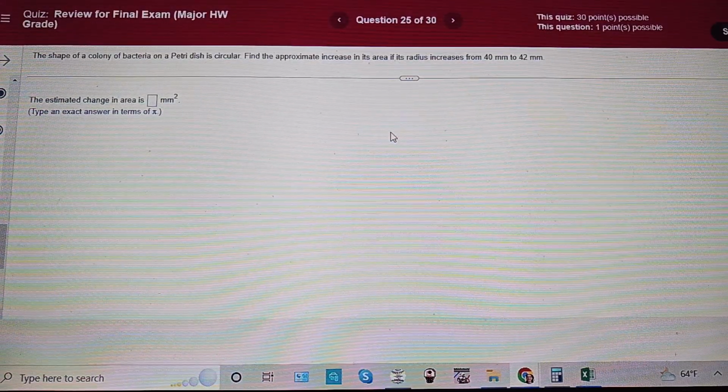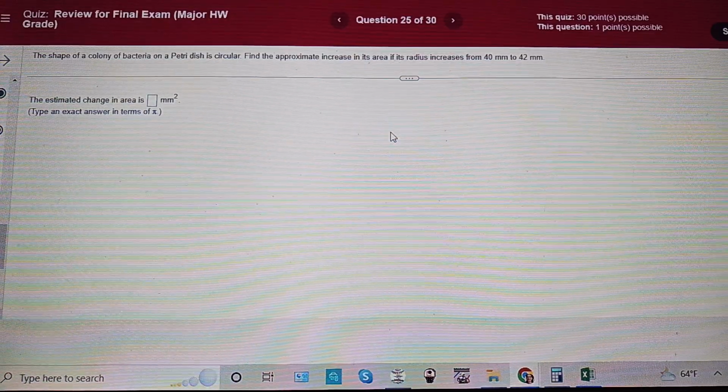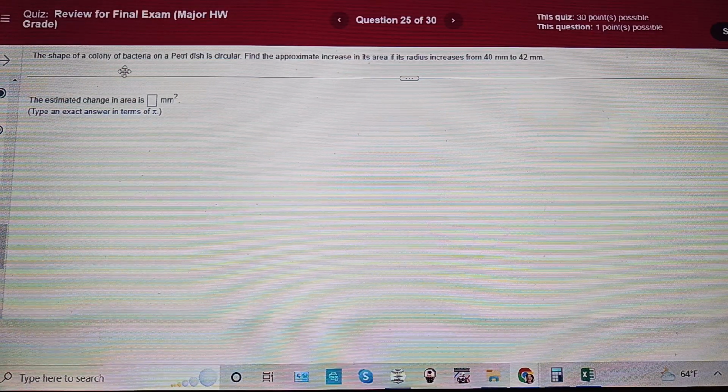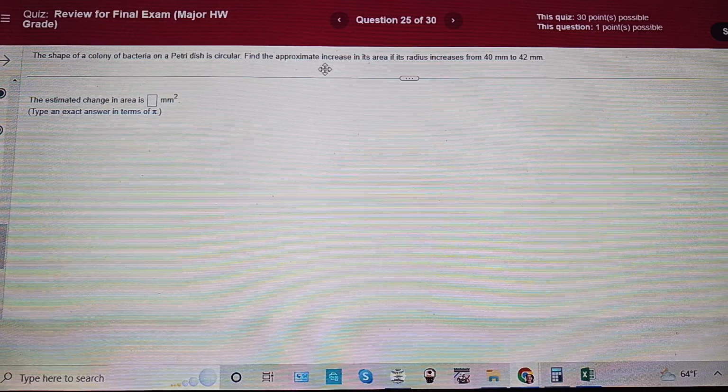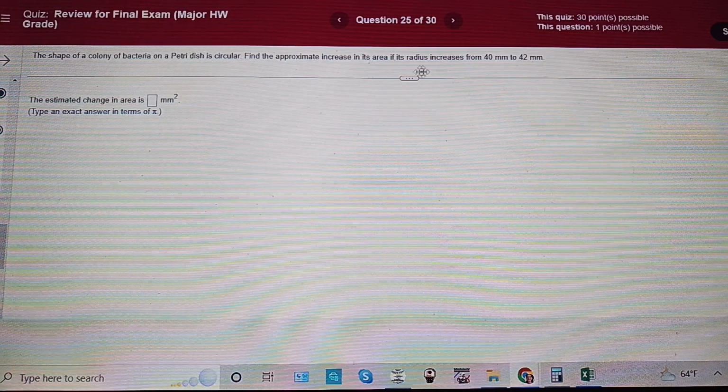Okay, then here's the final thing of chapter 6. This is the related rates, and that's the thing we had the extra assignment on. The shape of a colony of bacteria in a petri dish is circular. Find the approximate increase in its area if the radius is increasing from 40 millimeters to 42 millimeters.